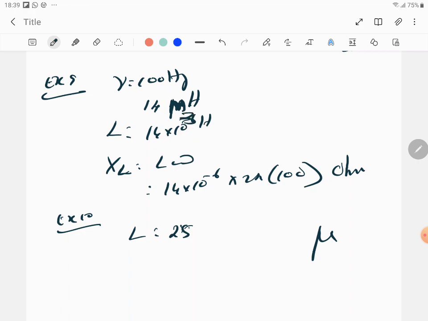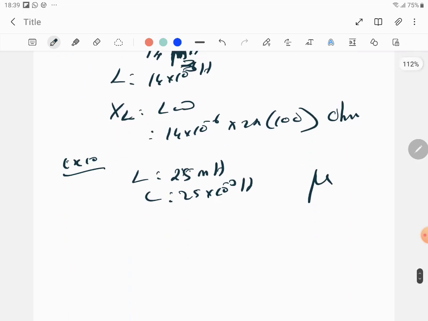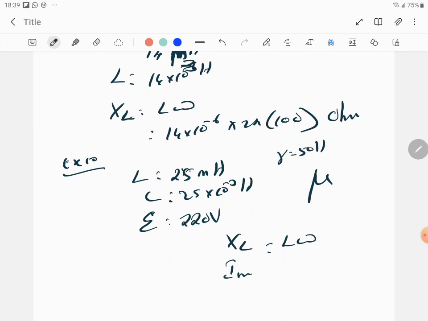Okay, so 25 millihenry is 25 into 10 to the power minus 3 Henry. L has been given. The source has a voltage of 220 volts. They have asked to find the inductive reactance and IRMS. XL is nothing but L omega. They have given the frequency as 50 hertz. So L is 25 into 10 to the power minus 3 and omega is 2 pi into 50. Just calculate it and write it in ohms.